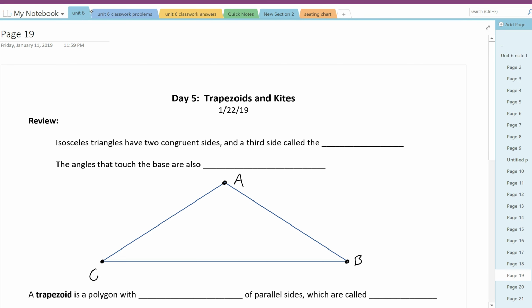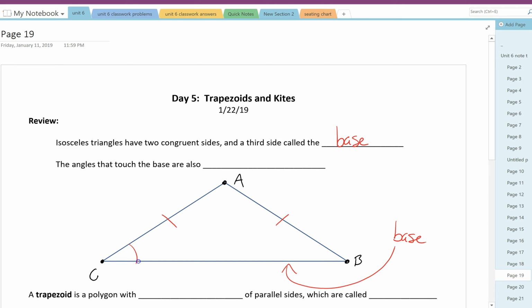And so we talked about this in the fall when we talked about other types of triangles, but isosceles triangles are those ones that have two congruent sides and then this third side that's not necessarily congruent to the other two is called the base. Okay, so this bottom side on this triangle here is called the base.